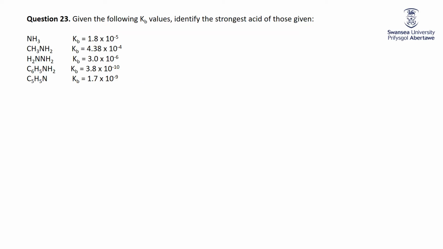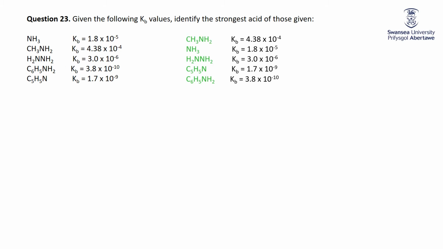So let's apply it again. Given the following Kb values, identify the strongest acid of those given. So here's all these Kb values for these bases. Okay, now again, let's order them in order. So the CH3NH2 has got the highest Kb, so it's the strongest of the bases. Okay, C6H5NH2, 3.8 times 10 to the minus 10, so that is the weakest of the bases. Okay, so that's the base strength going up.